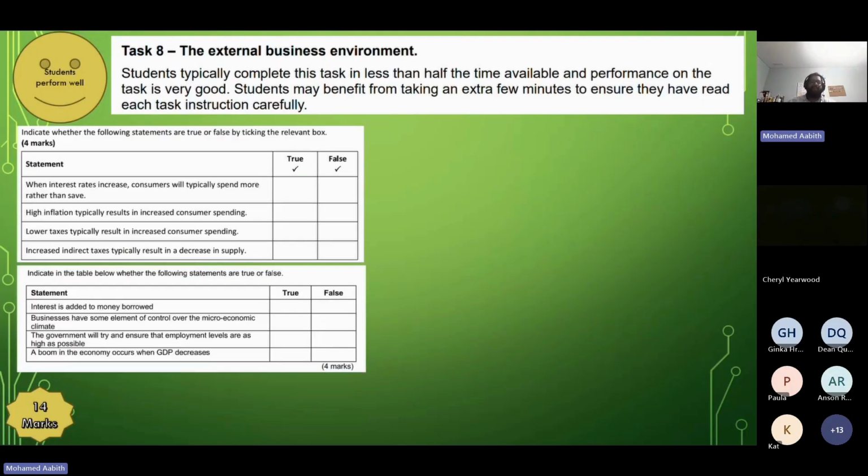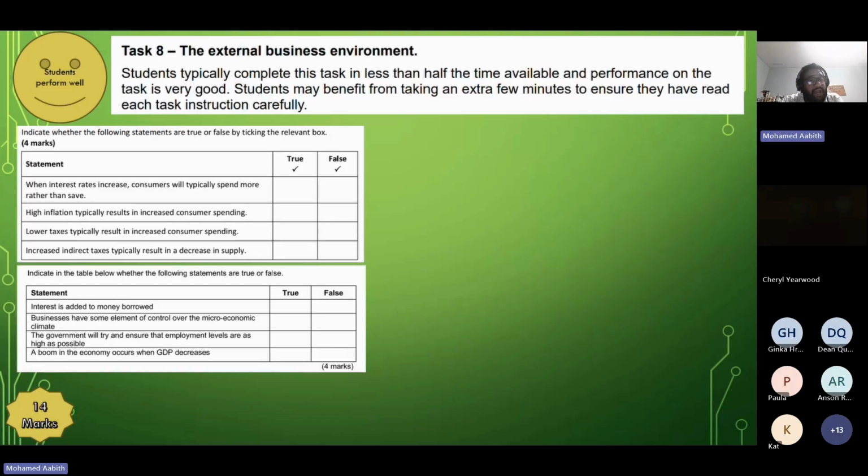So let's have a look at some examples. This is all about the external business environment. So they're going to talk about the macroeconomic and microeconomic environment, GDP, the economic cycle, and currency appreciation and depreciation. So many things there they will discuss, but they're all theoretical. It's nothing you can't achieve if you read all of this very carefully, and you will be absolutely fine. So let's look at some questions here.